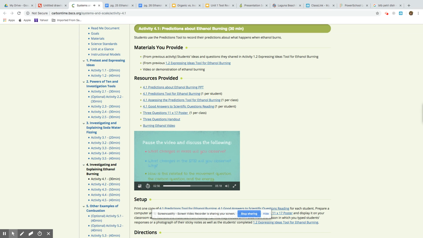What changes in mass will you observe? What changes in the BTB will you observe? And why? And how is this related to the movement question, the carbon question, and the energy question?